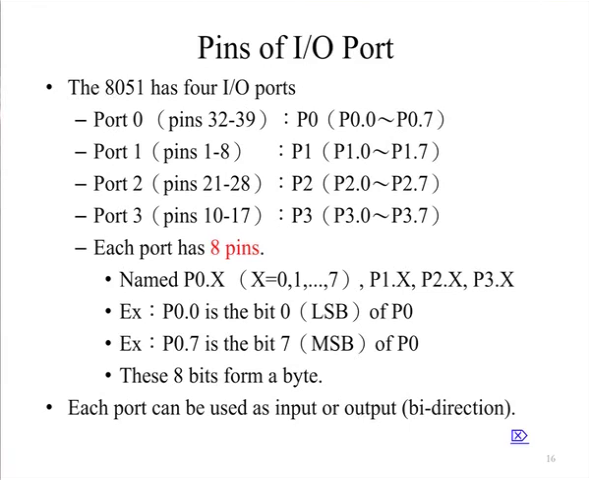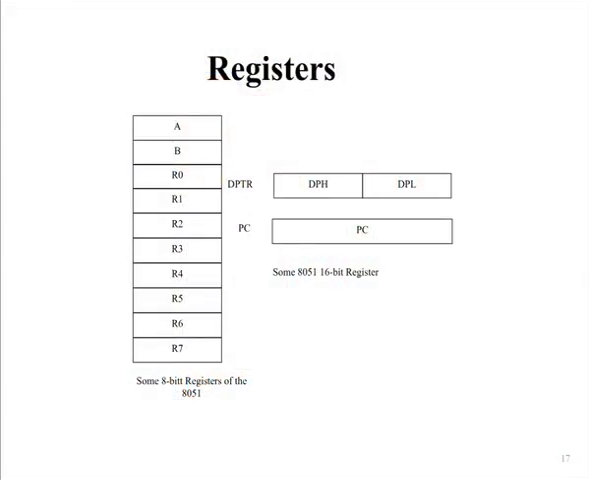Each port can be used as an input port or output port, or we can say the port can be programmed to receive the data, or the port can be programmed to transmit the data. Now let us discuss a few registers of 8051. The major registers are register A and register B, which are used to perform various arithmetic and logical operations in 8051. Other than these, we have 8 registers known as R0, R1, R2, R3, R4 up to R7. These are the registers which constitute the register bank of 8051.